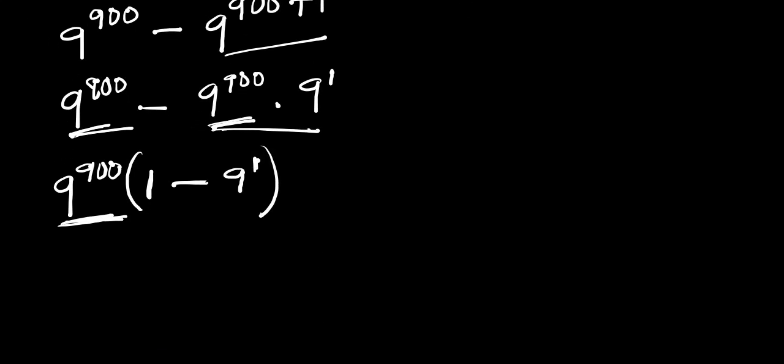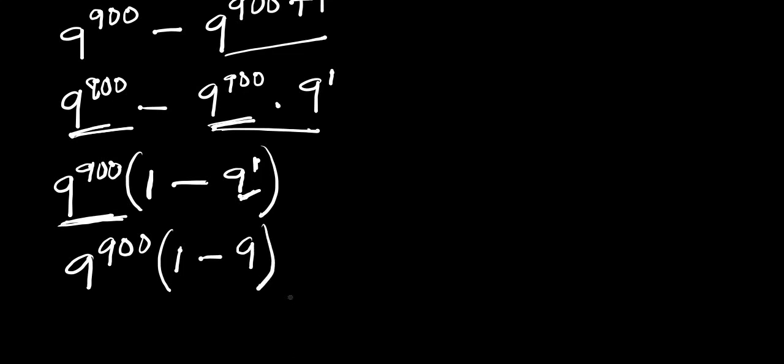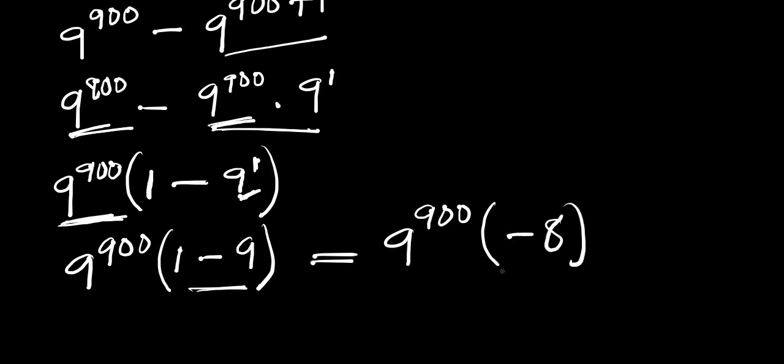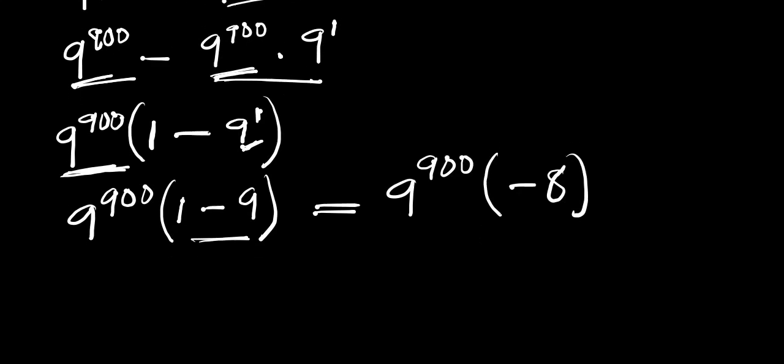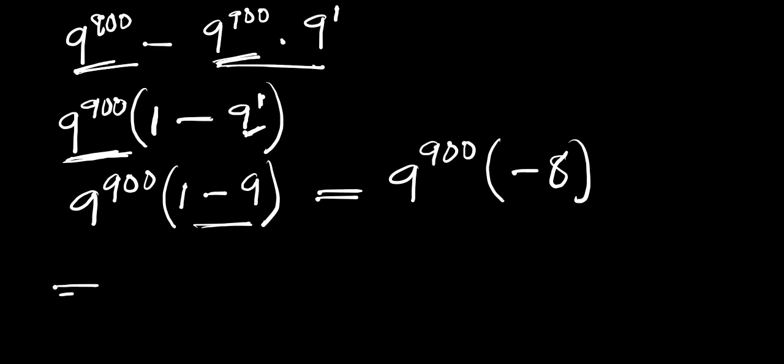So we go ahead, that means we are going to have 9 to the power of 900 into, this 9 to the power of 1 here is simply 9, so we are going to have 1 minus 9. So we go ahead, and this will give us 9 to the power of 900 into 1 minus 9, which is simply negative 8. So what we are going to do is to multiply this out. If you take out this negative sign here, you are going to have minus 9 to the power of 900 times 8.